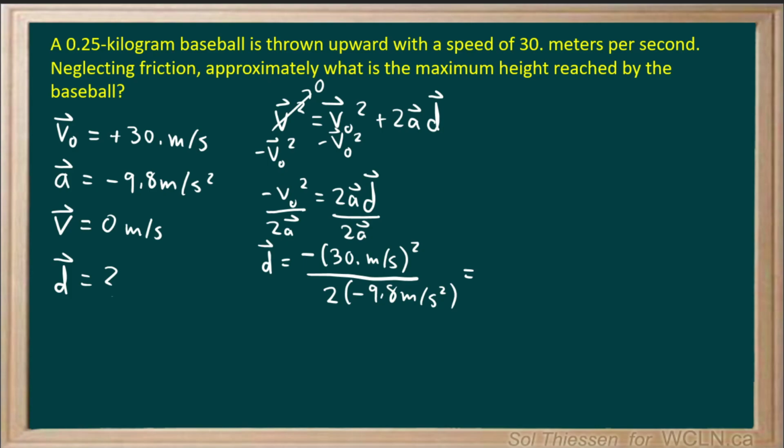Now we'll evaluate the numerator and denominator separately here. So we'll have negative 30 squared in the numerator. 30 squared is 900, so we'll have negative 900 meters squared per second squared. And that'll be over 2 times negative 9.8, which is negative 19.6. The units are meters per second squared.